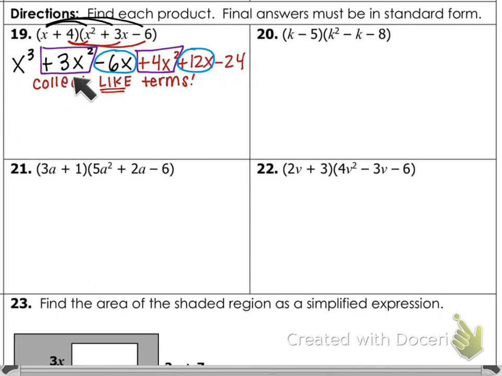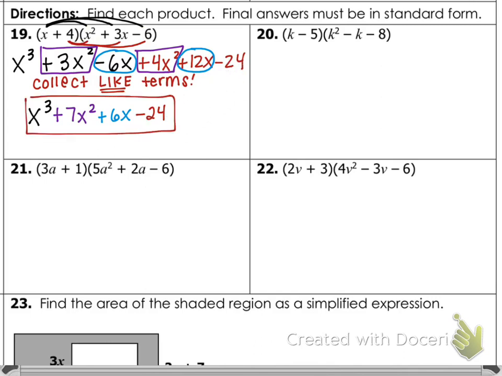We can't combine all of them. Just the 3x squared with the 4x squared. So we're going to drop that x to the third. And then 3x squared plus 4x squared is 7x squared. Negative 6x plus 12x is positive 6x. And then we're going to drop that minus 24. That's your final answer. It's in standard form because we have a 3, 2, 1, and then no x's there. Try 20. We'll do 21 together.